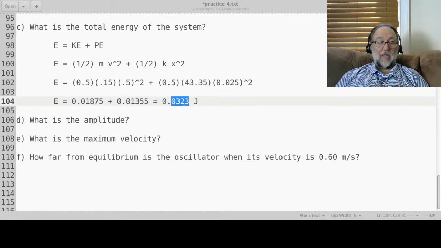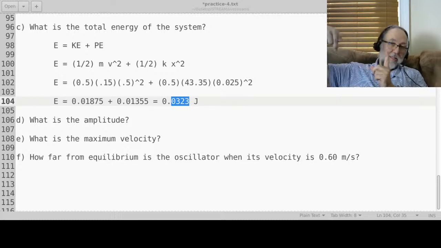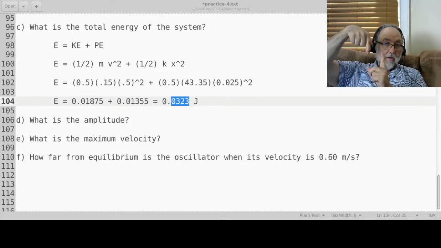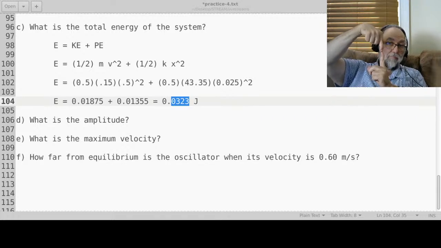Now, here's the point about total energy. If you can calculate the total energy at any point, it's the same as the energy at every point. Okay, let me say that again. If you calculate the energy at any point, it's the same energy at every point. And so I gave you the information to calculate the energy at some arbitrary point here, but that's going to be the energy at the end point, and it's going to be the energy at equilibrium.